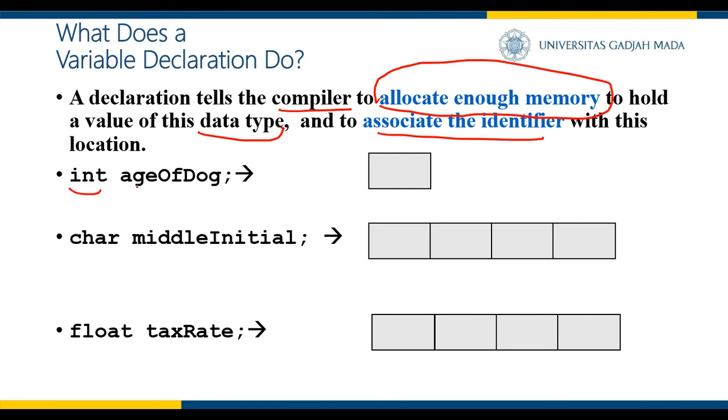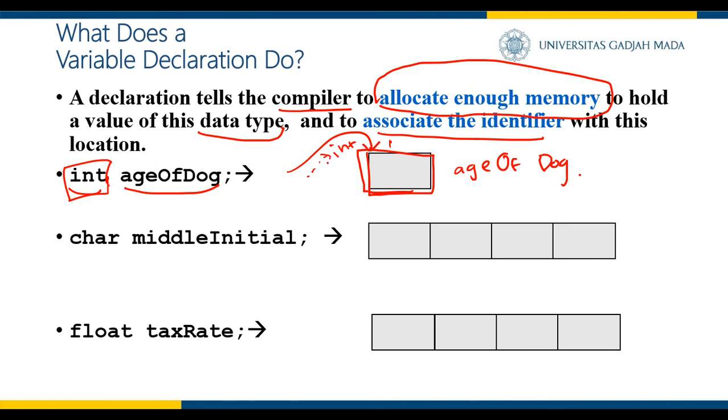For example, this one, integer age of dog, means we allocate an empty space in the memory, and we name it age of dog. And then the type of the data that will be stored here is integer. So make sure the value here is of the integer type. This one is character. We create a character. We allocate some space in the memory to store the character in the variable, namely middle initial, and etc.